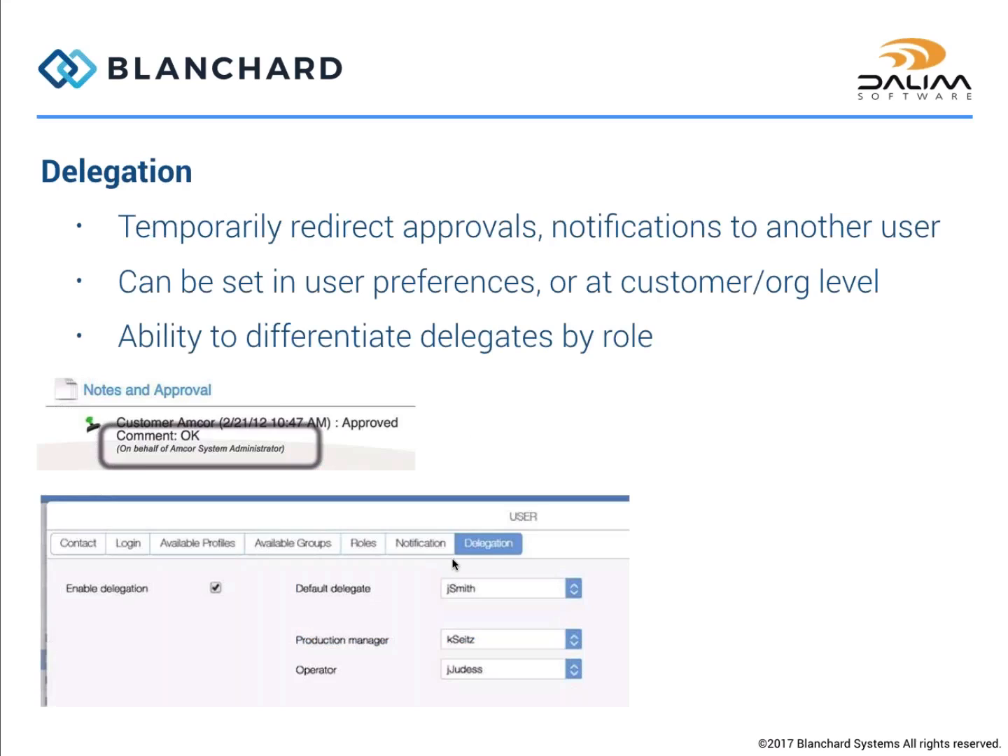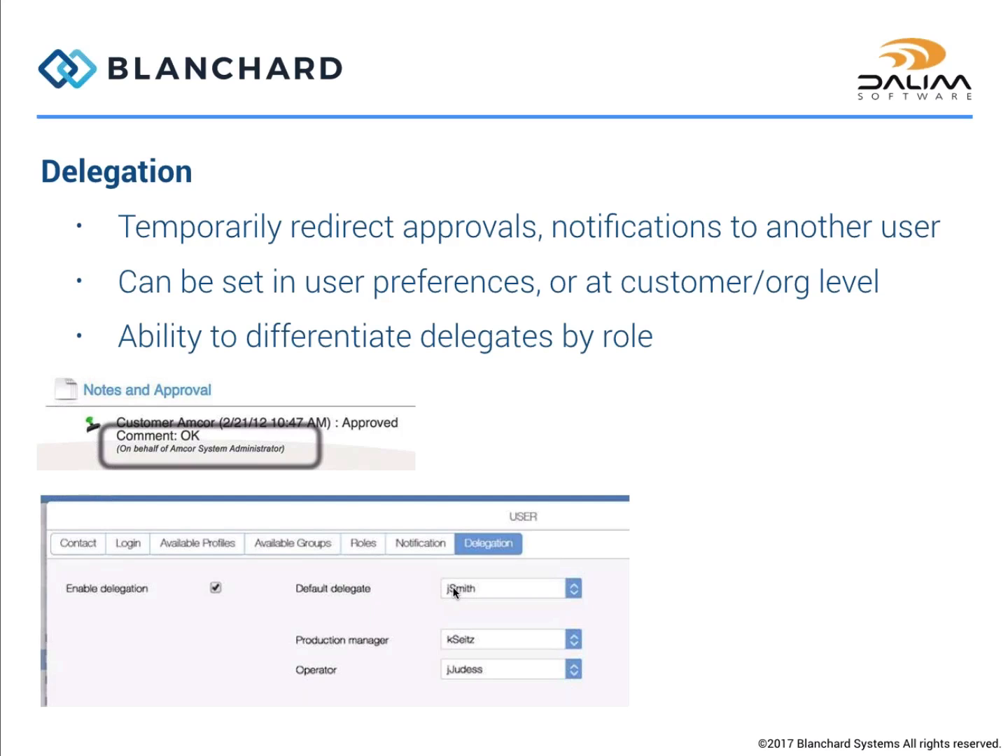One hotly requested feature is that this upcoming release will also include delegation support. If I go on vacation or I get sick, I'll be able to temporarily redirect my approvals and my notifications to another user. This option can be set in either the user preferences or at the customer or org level if I'm an administrator. So if I'm going on vacation, I can enable delegation and set who my delegate is, and say, okay, I want Bob to do my work this week while I'm gone.